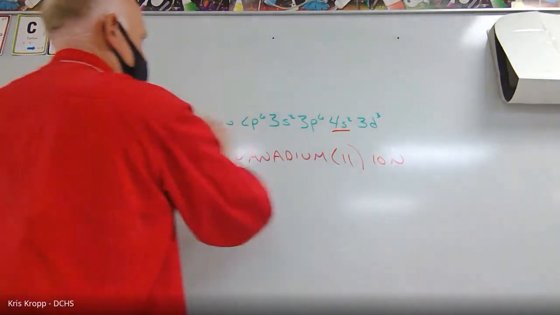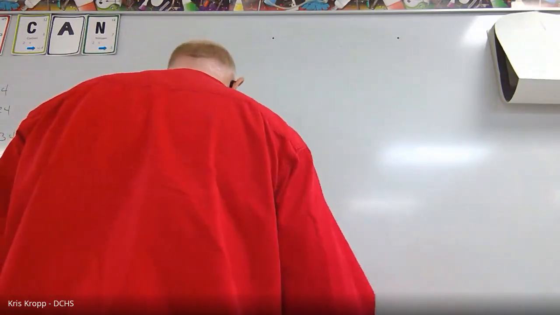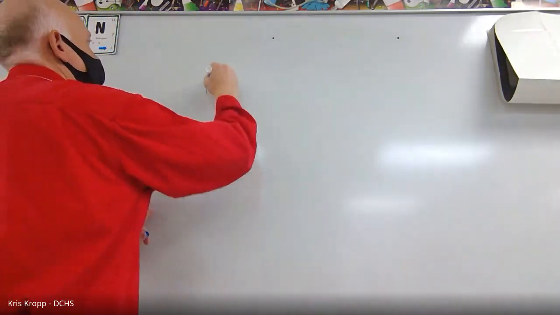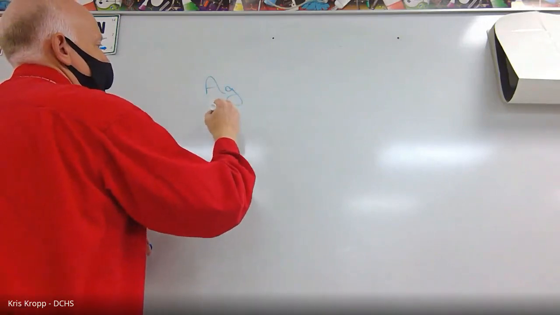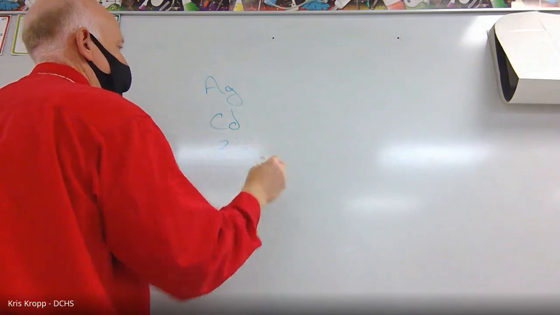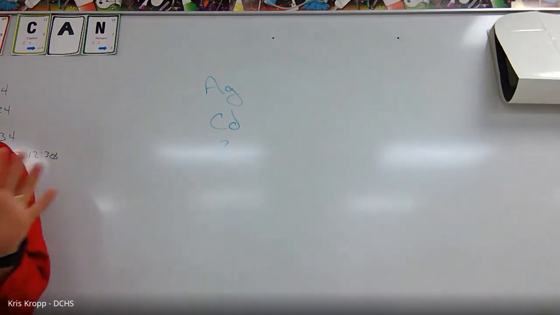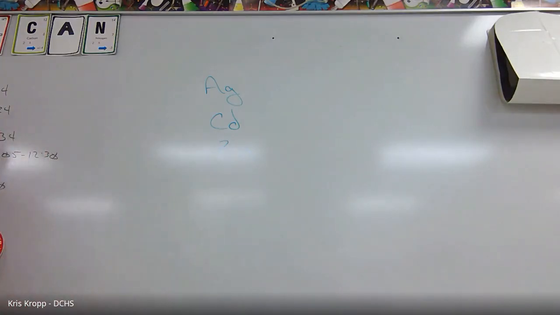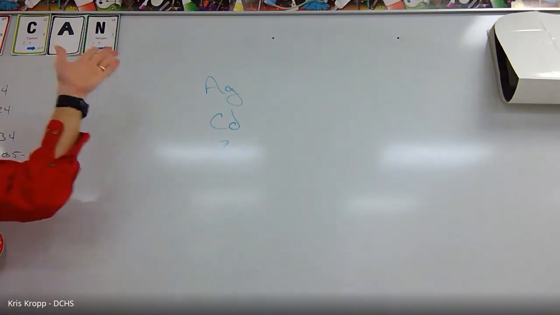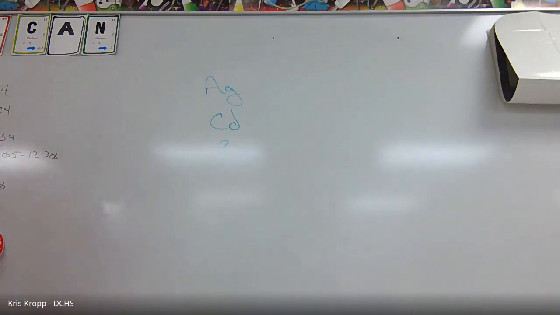Now, I need to pause here for a moment. And we need to talk about some exceptions. All right. There are 3 transition metals that we will deal with. For my class only, there are 3 transition metals that always behave the same way every time, just like the group 1 metals and the group 2 metals always behave the same way every time, okay? So let's take a look at what's going on here.